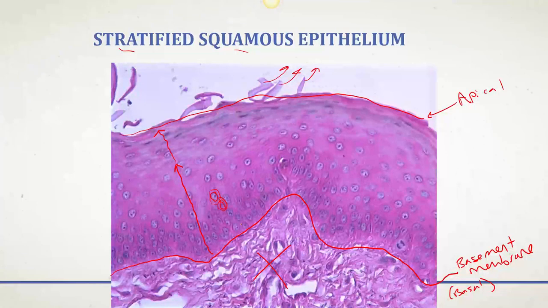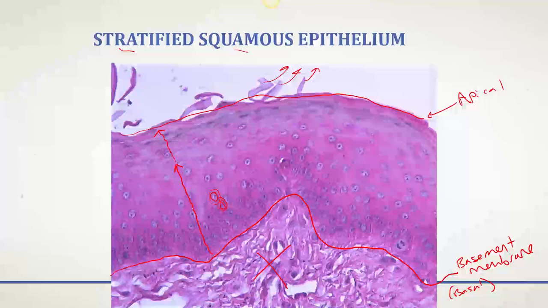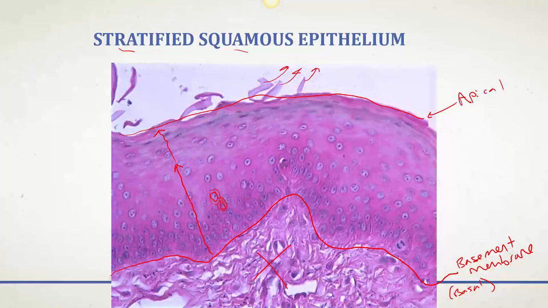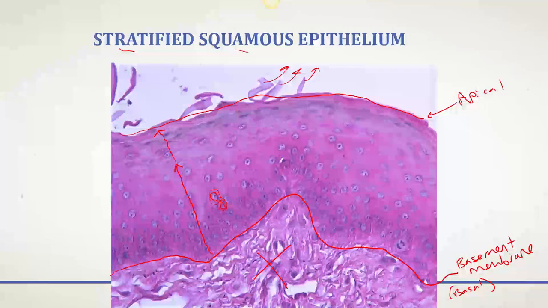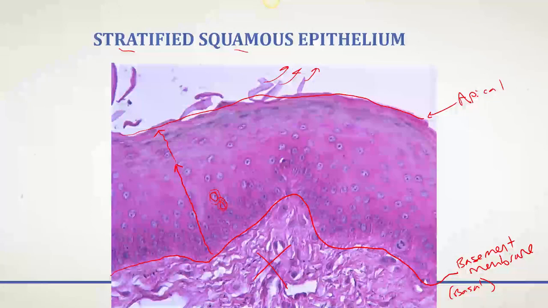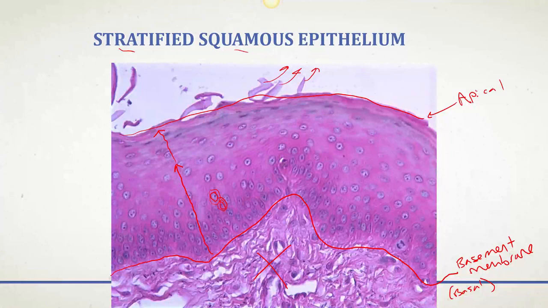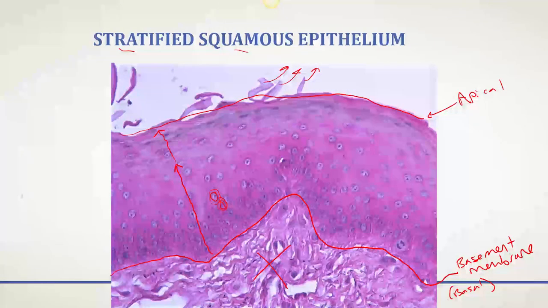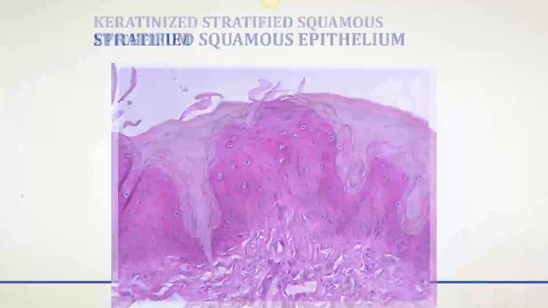The living cells are at the bottom here and they are making their way up toward the surface and slowly dying. Once they're dead, then they can slough off and they'll be replaced by the cells that are coming from the bottom surface. So right here we're looking at stratified squamous epithelium, and that's kind of the general life cycle of how skin regenerates itself. All of the cells are dividing down here and they're migrating toward the surface.